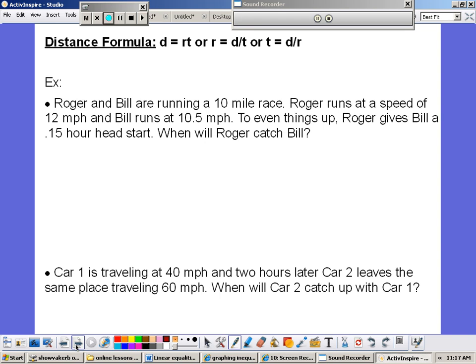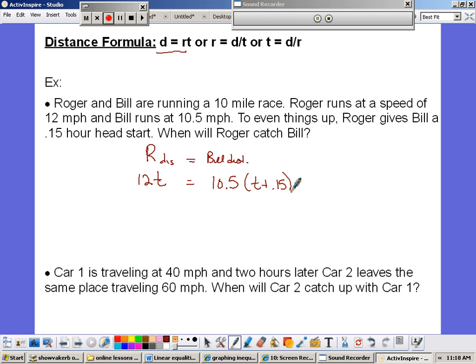So we want to know when Roger's distance will equal Bill's distance. So we're using the distance formula. We know the rate of Roger's speed is 12 miles per hour. And we know the rate of Bill's speed is 10.5 miles per hour. At the end, we want to know when Roger catches Bill. So Roger has to be my rate that I'm looking for, R, my time that I'm looking for, T. That means Bill has to be associated with this 0.15 hours. And Bill was given T plus 0.15.